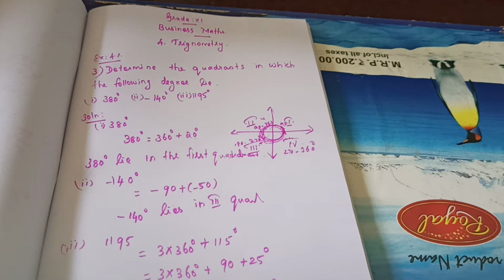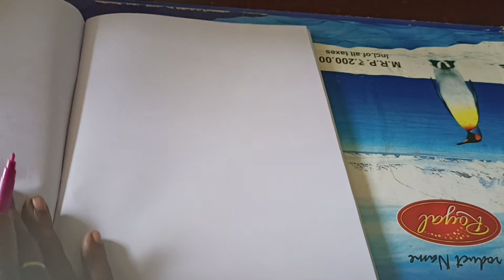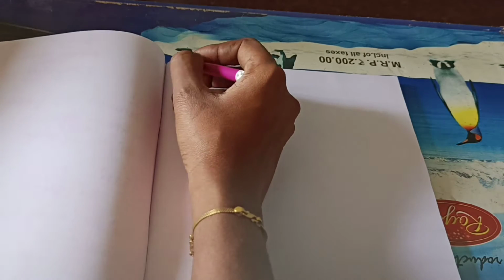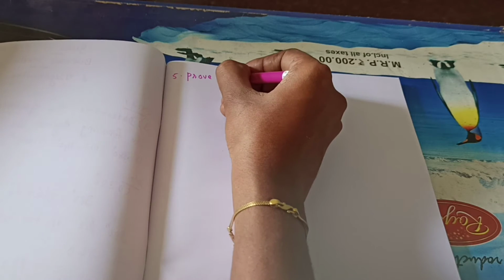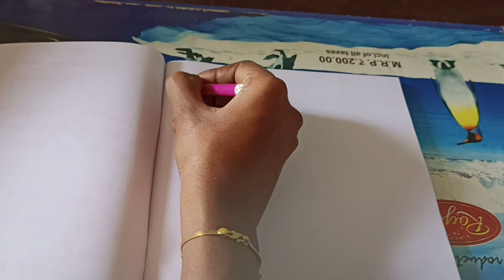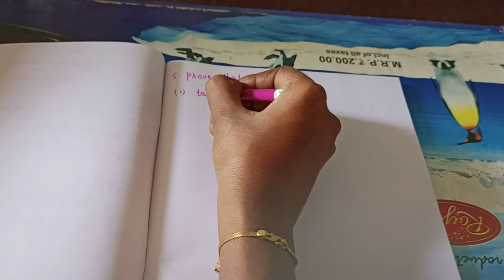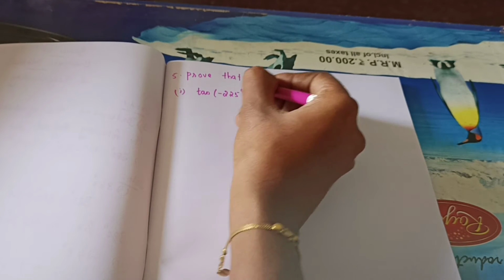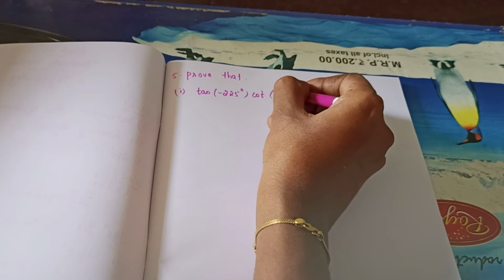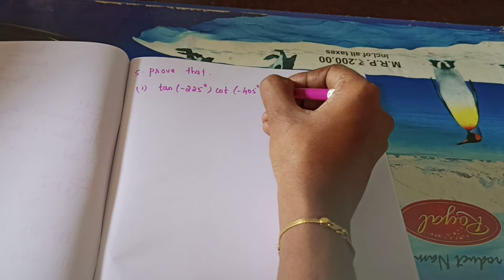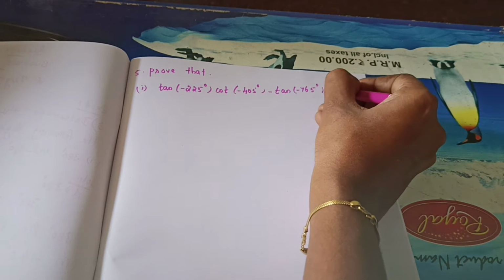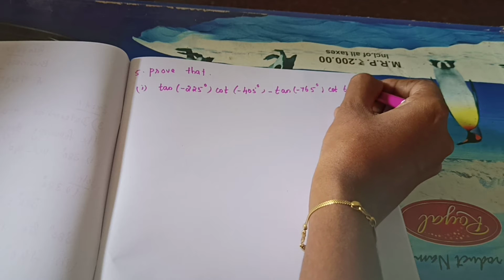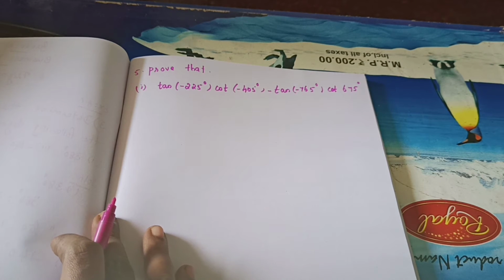Problem number 4 I gave as homework for you. I hope all of you completed it. Let's move to problem number 5. Prove that, first one, tan of minus 225 degree cot minus 405 degree minus tan minus 765 degree cot 675 degree. Okay.